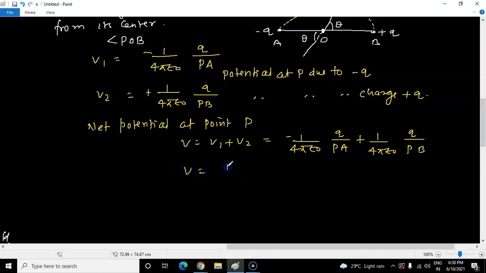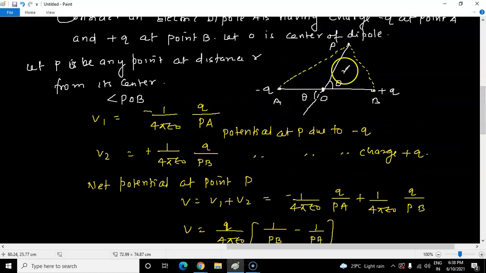So V equals, I can write 1 by 4 pi epsilon naught common here, and Q also I can take common: 1 by PB minus 1 by PA. Now we need to find the PA and PB distances here because we don't know them.